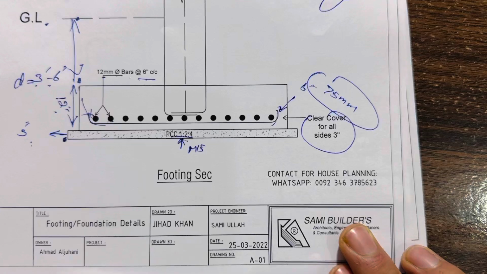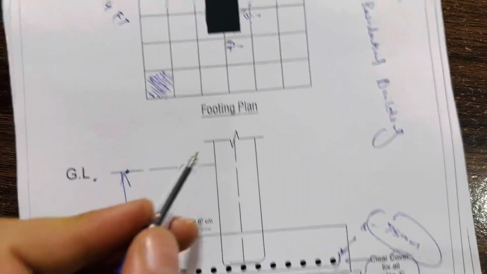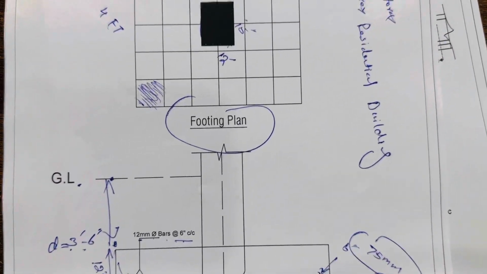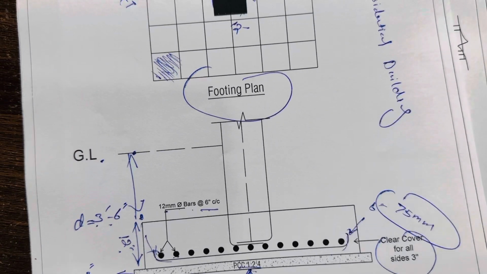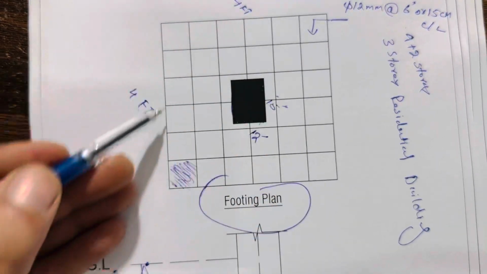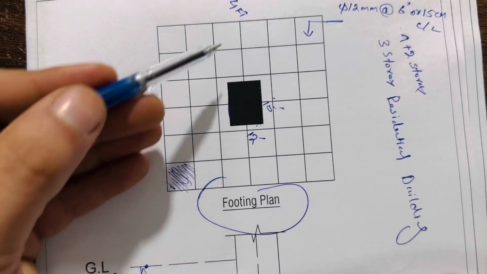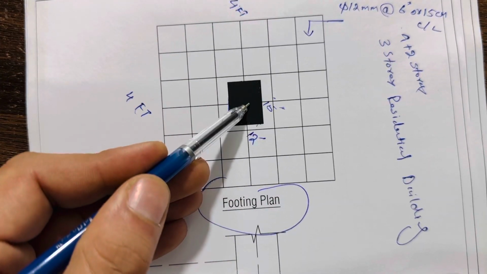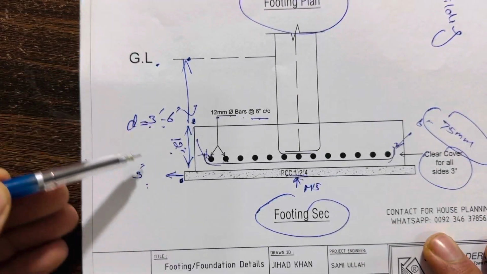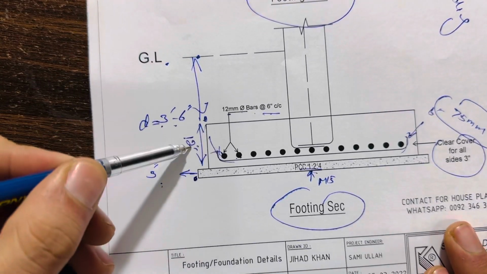You can see clearly, guys. Look here, this is the footing section. This is the footing plan, which I did for one of my clients. It was a 3-story residential building. If you are working on a construction site, you should know how to read structural drawings. This is the way by which you can read the structural drawing. Size is 4 by 4 feet. Inside, column size is 12 by 15 inches. The footing depth is 3 feet 6 inches. Bed depth is 12 inches.